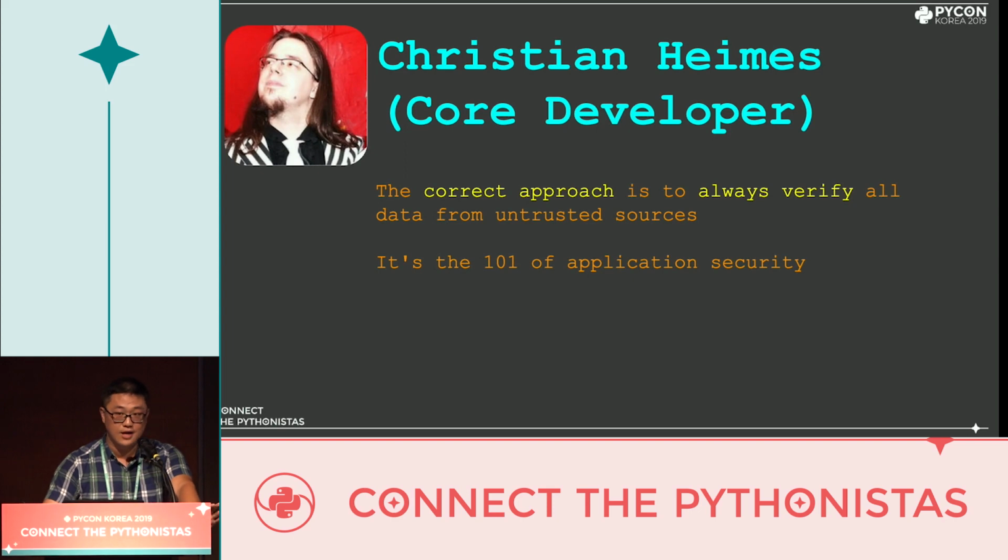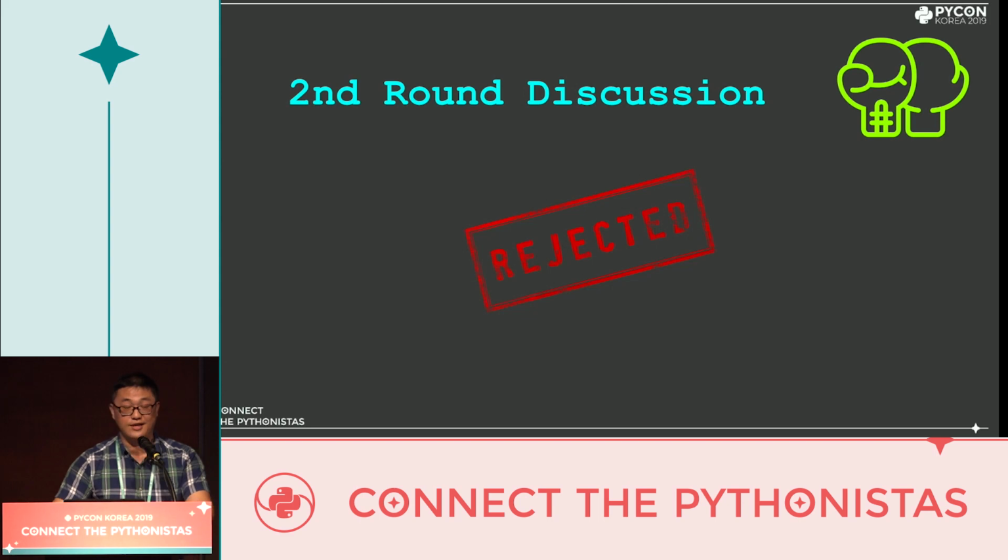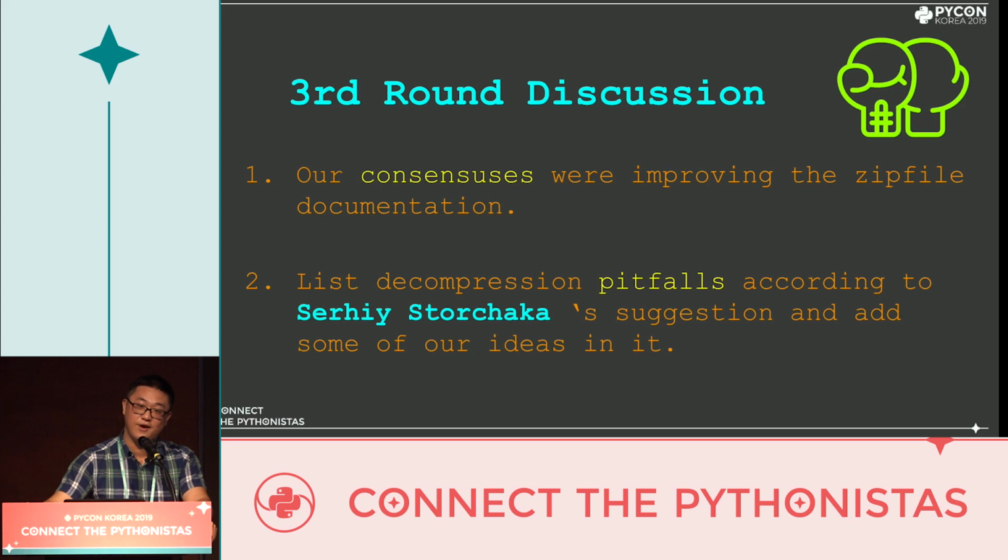All right, so we also got a reply from Christian again. This time he said that the correct approach is to always verify all data from untrusted sources. It's the 101 of application security. Well, if you read this carefully, his idea is basically the same as Sir He's idea in our first round discussion. So we can say that unfortunately, our second round discussion with the core developers got rejected. But we never give up.